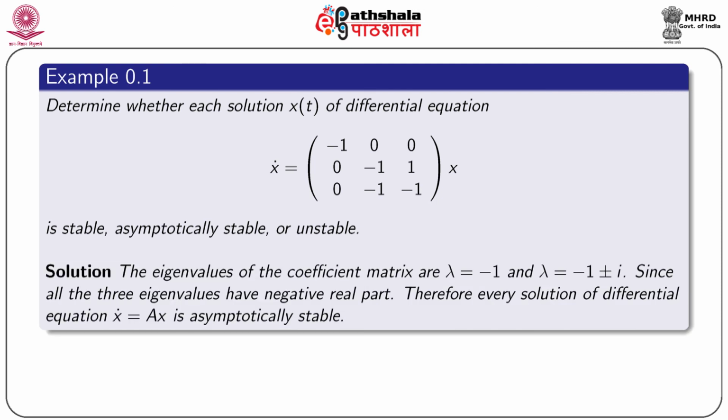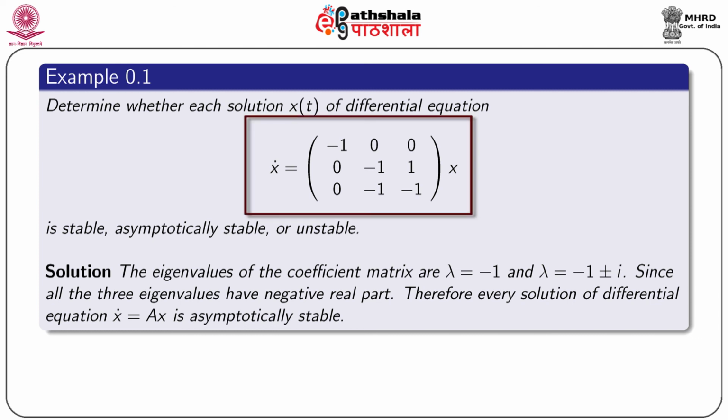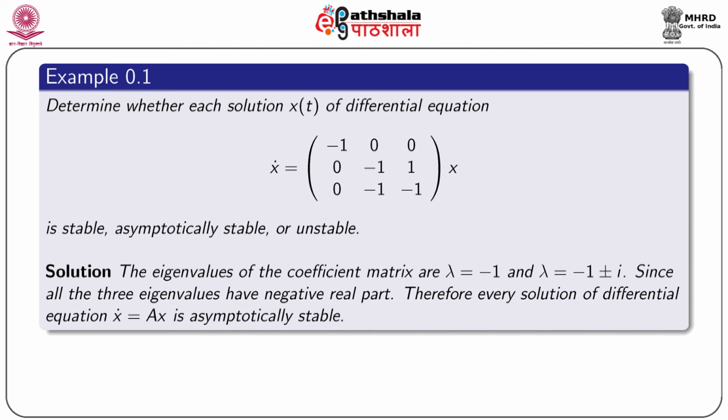Now, let us consider an example where we have to check whether the system of the differential equation given by x dot, or dx/dt, equal to Ax, where A is [[-1, 0, 0], [0, -1, 1], [0, -1, -1]], is stable, asymptotically stable or unstable.